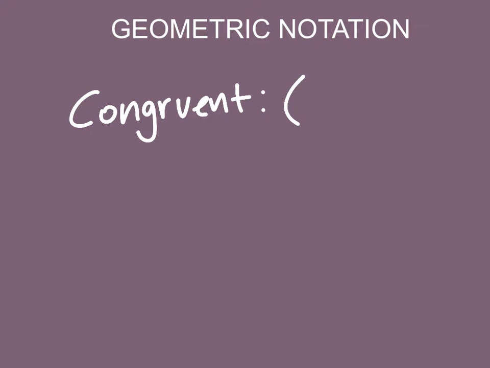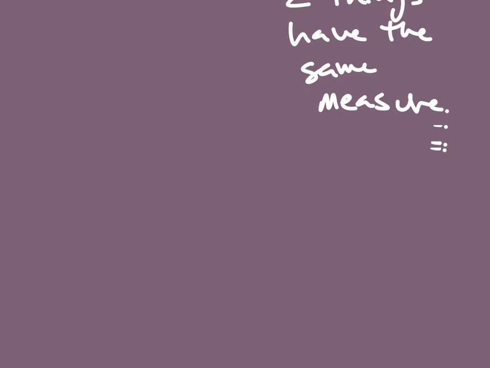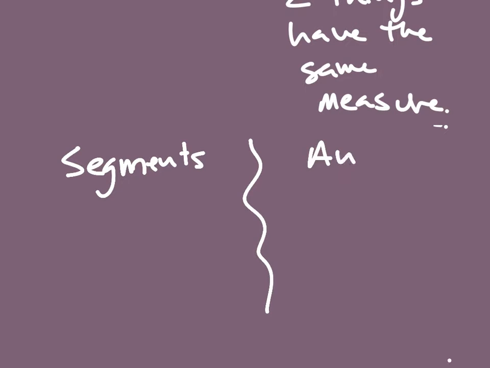We're going to use the symbol with an equal sign and a tilde up top. It indicates that two things are congruent. When I say congruent, that means that two things have the same measure. So let's talk about congruent segments and congruent angles. Let's look at segments first.